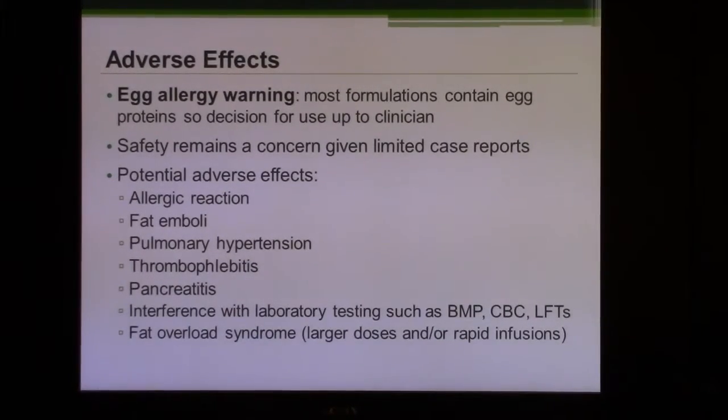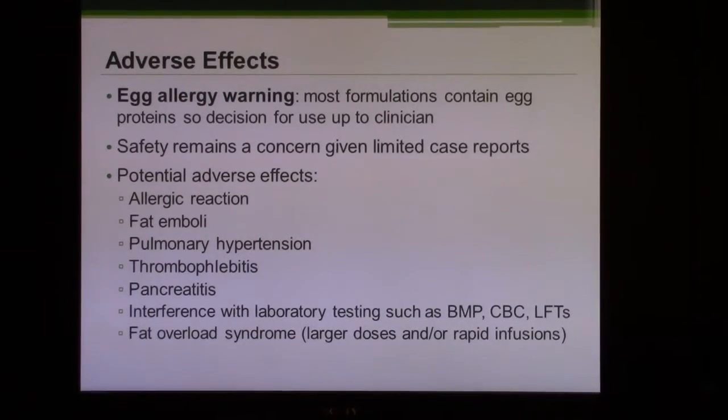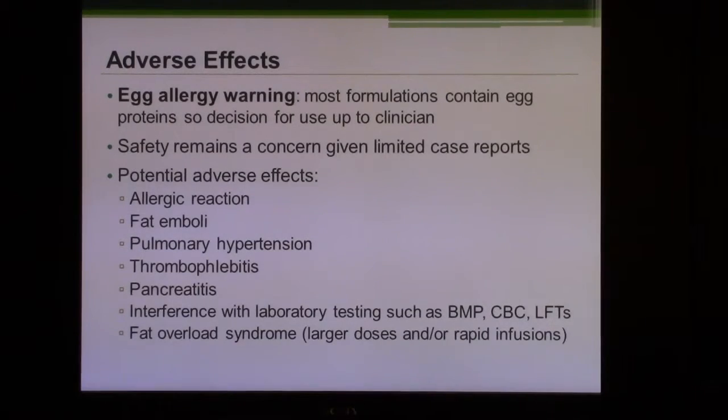With adverse effects from this, the main one to take note of is the egg allergy warning, since the egg proteins are in the formulations. So for those patients who have egg allergies, this might present a hard decision. So it's up to the clinician who's taking care of the patient to decide what's in the patient's best interest to be utilized.